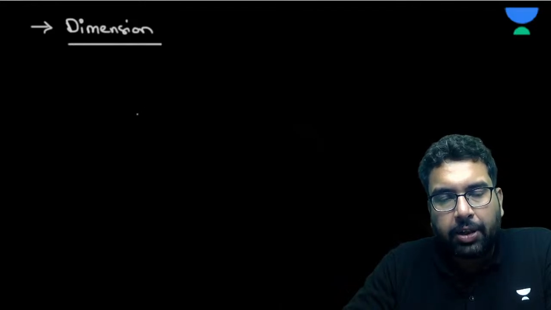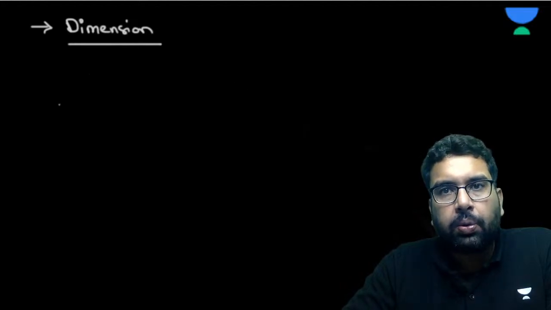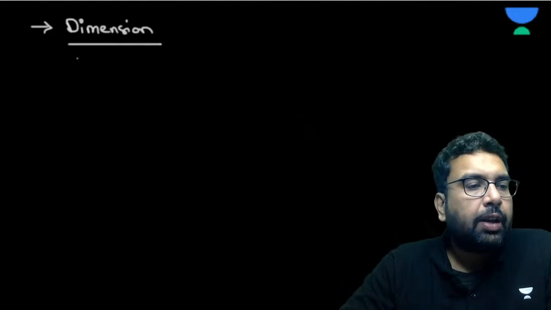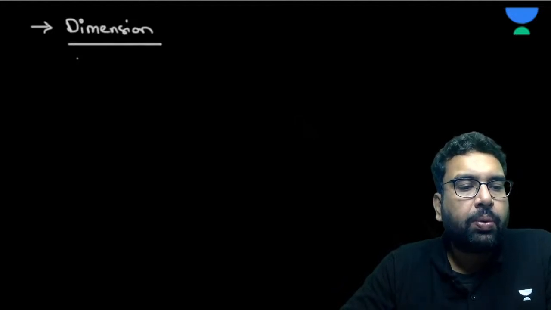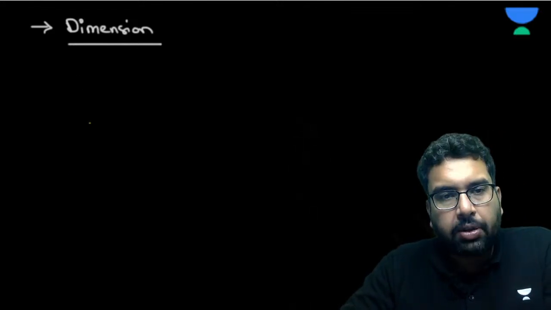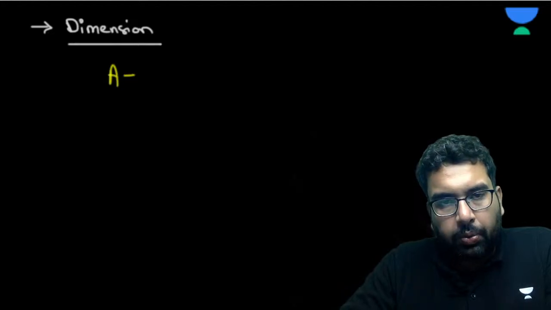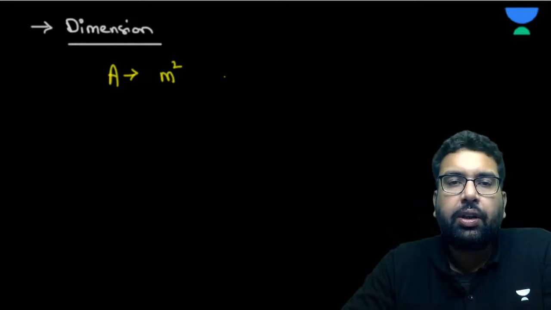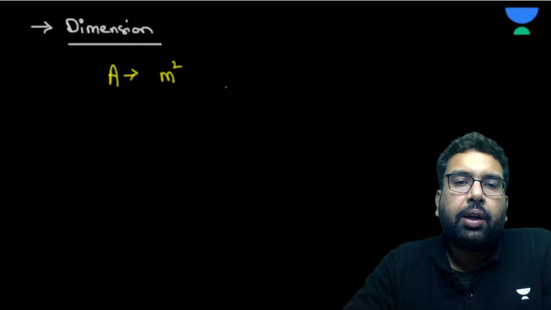But what is dimension? I'm not going to give you a definition, because this is a revision session. I'll be telling you the things which will help you in cracking the questions. So what are these dimensions? For example, we have spoken about the area. What is the unit of the area? It is meter square. From the unit of any physical quantity, you can write the dimension of it.